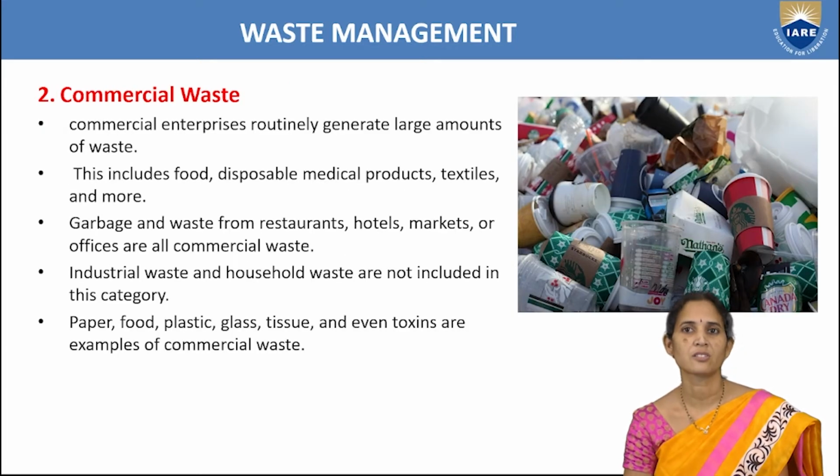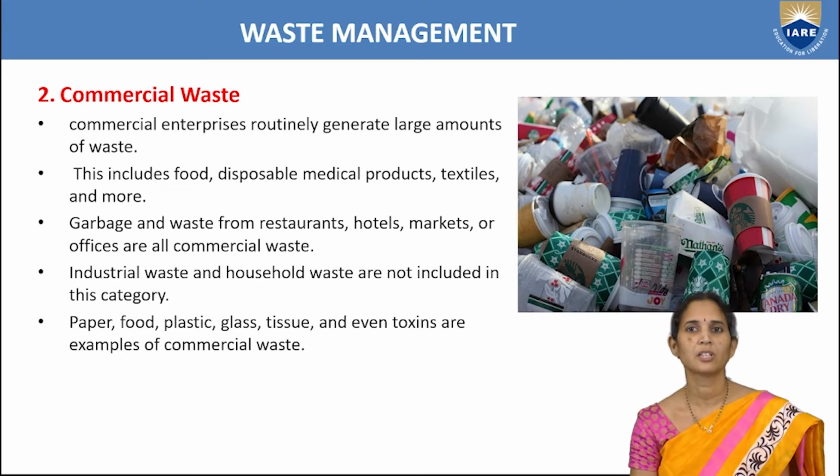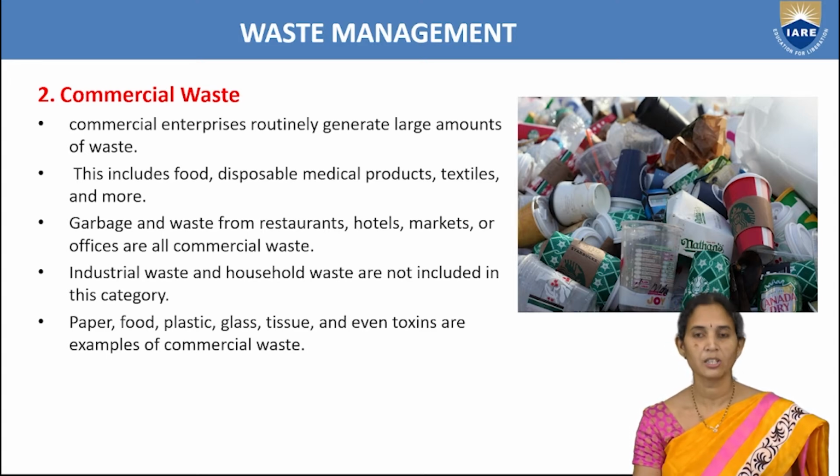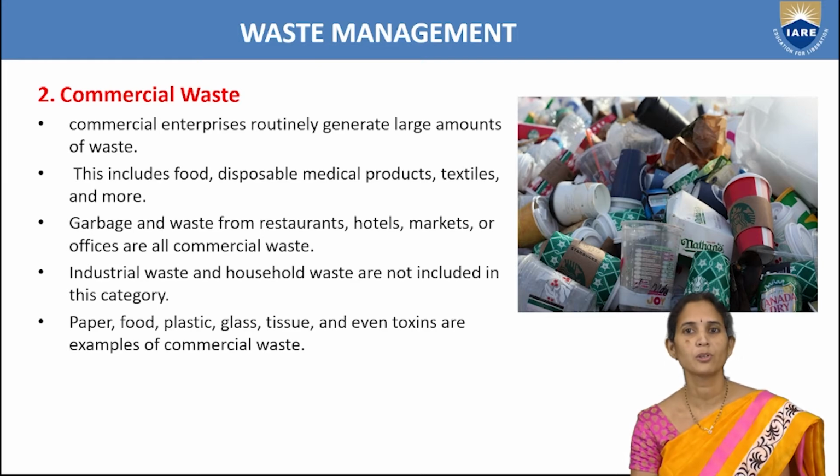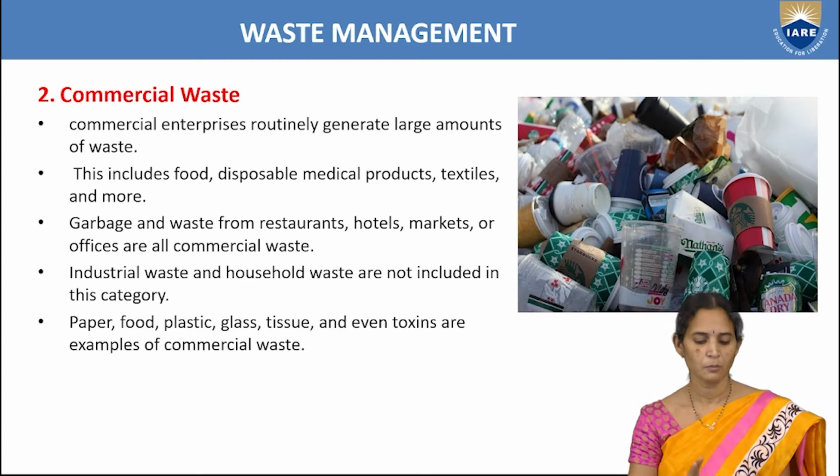So, next is commercial waste. Commercial waste we get mostly from the markets. We get disposable medical products, textiles, food, and waste from restaurants, hotels, markets. This is commercial waste, and we can take household waste also; that we can include in commercial waste. Examples are paper, plastic, glass, tissue, or even toxins. But mostly we get commercial waste from restaurants, hotels, markets, and offices. So, these are commercial waste.